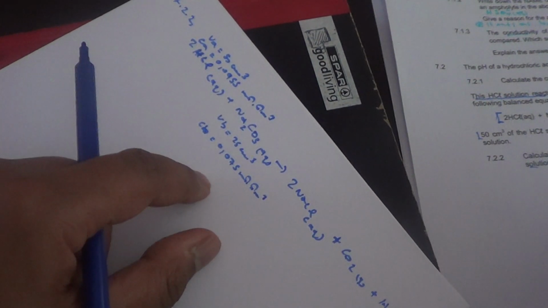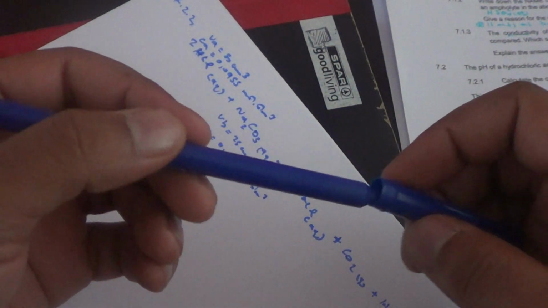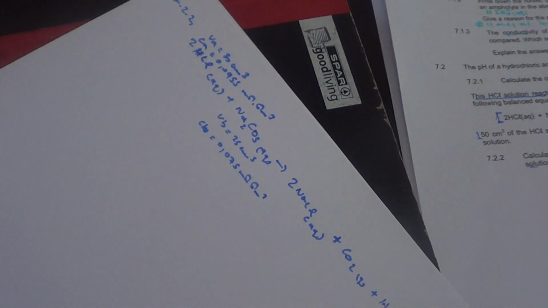Now I should have written this in another color because it's cluttered now. You can't separate what is what. So maybe let's use another color for the answering. For the answers, where are my colored ones?